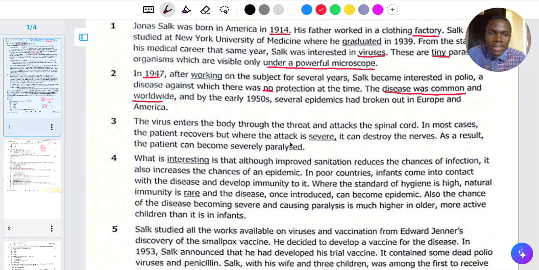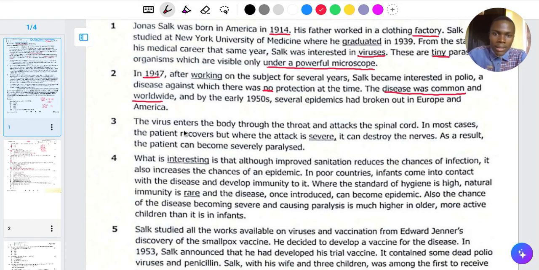where the attack is severe. So when you say severe, something which is severe, it's more like dangerous. Then where the attack is severe, it can destroy the nerves. As a result, the patient can become severely paralyzed. So let's see. Here, they haven't mentioned that the patient is going to recover when the disease is like this.